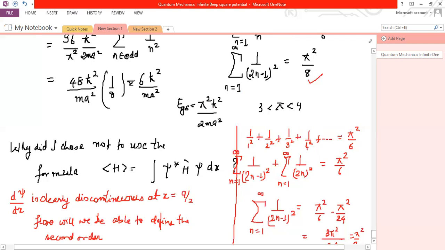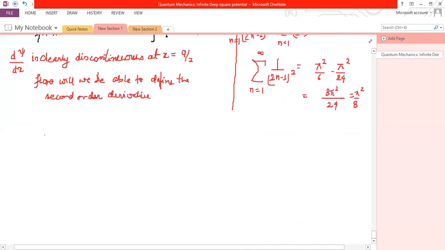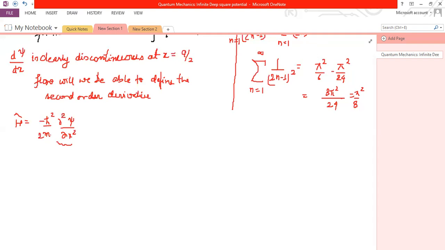You know that the potential V(x) is 0 in the infinite square well. So your Hamiltonian is nothing but minus ħ² upon 2m times ∂²ψ/∂x². So in order to have a proper definition of the second order derivative, one needs to have the first order derivative continuous. Now this gives us a big problem.